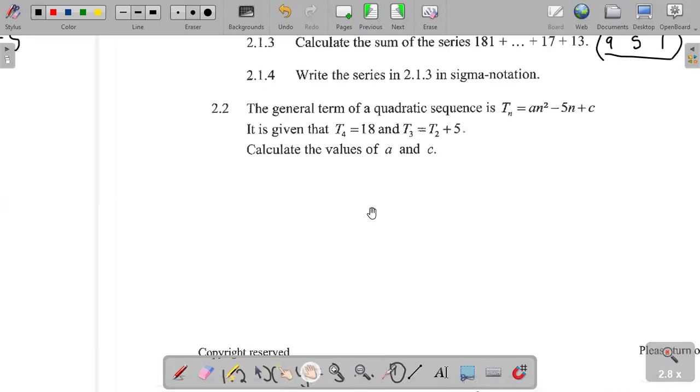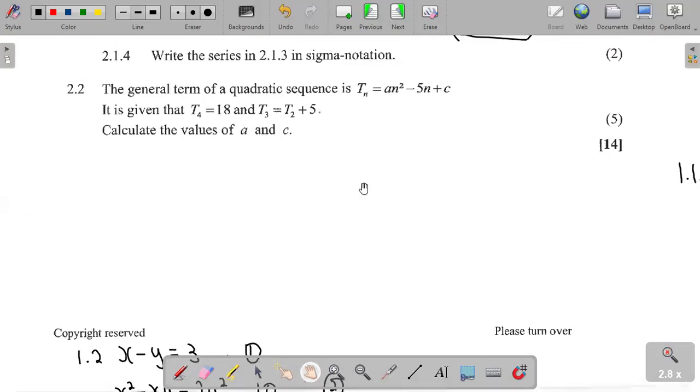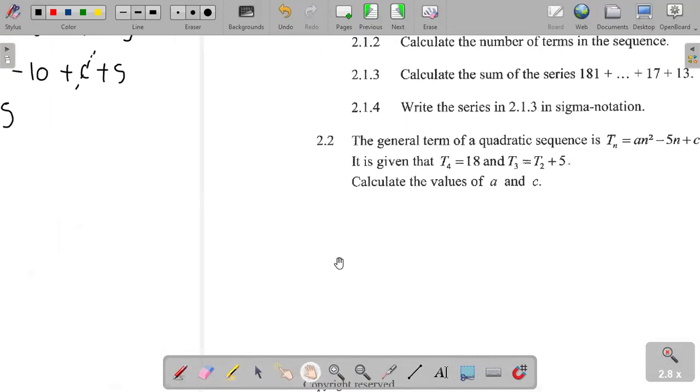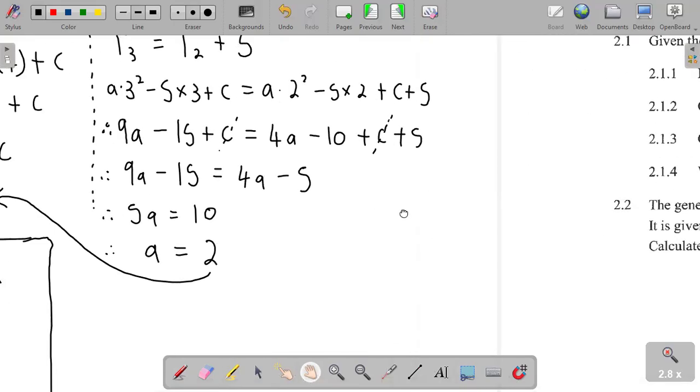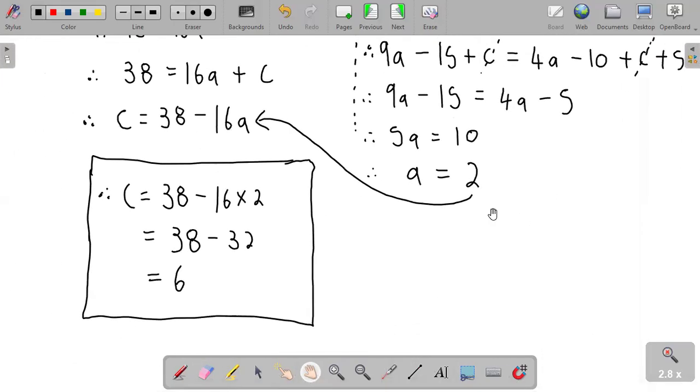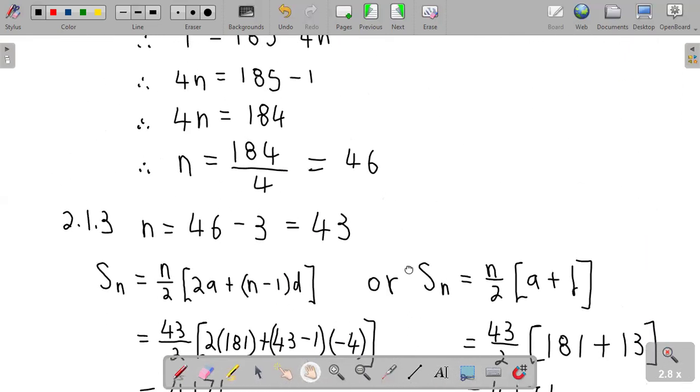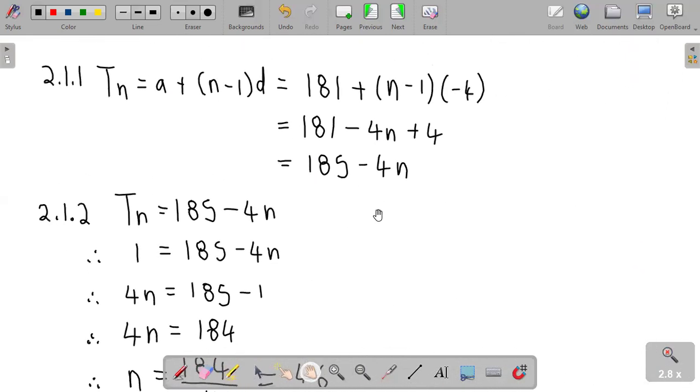Okay, now that's it for question 2. Question 2 was 14 marks. Now let's move on to the next question. I hope that it was clear here. Hope we understood everything. So let's move on to question 3.